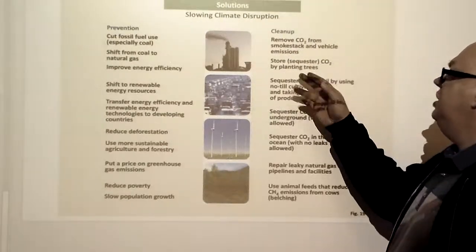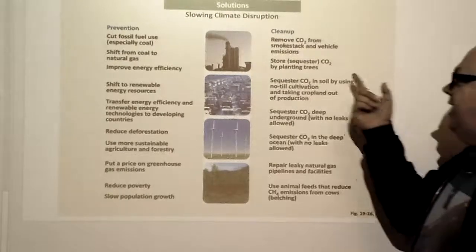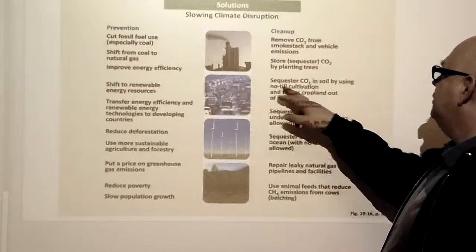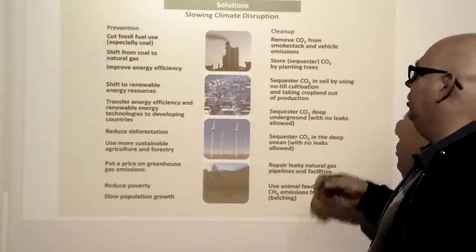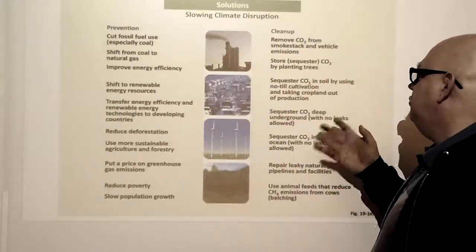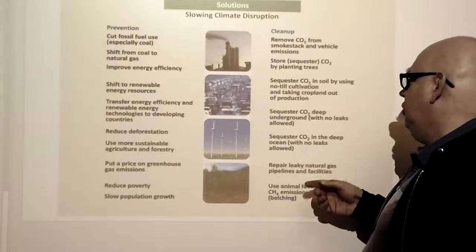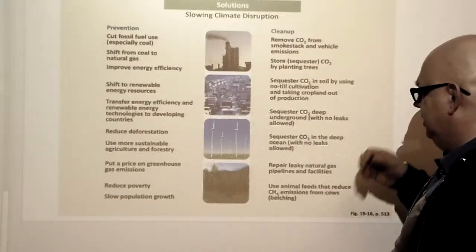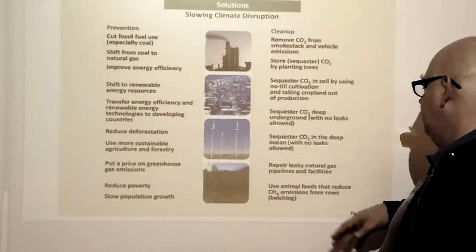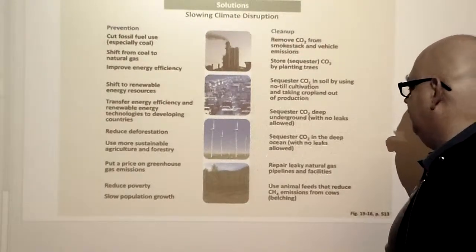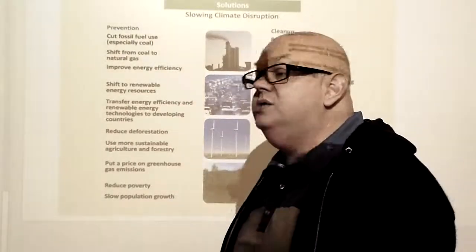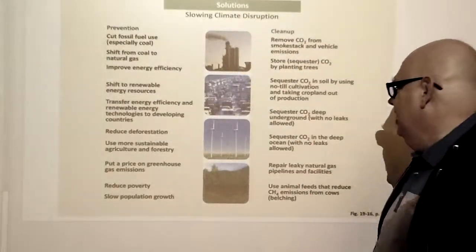Cleanup: removing carbon dioxide from smokestack and vehicle emissions. Store or sequester CO2 by planting trees. Again, when trees die, guess what? They give that up when they decay. Sequester CO2 in the soil by using no-till cultivation, taking cropland out of production. Sequester CO2 deep underground with no leaks allowed. Sequester CO2 in the deep ocean with no leaks allowed. Repair leaky natural gas pipelines and facilities. Use animal feeds that reduce CH4 emissions from cows. Belching. So if we cut down on the belching of cows, we're going to be able to save the planet.